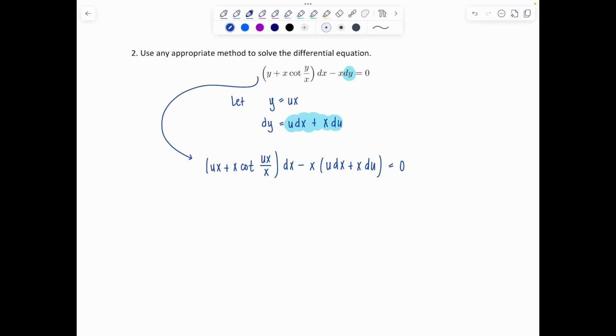Okay, so let's simplify now. Those x's will cancel out. Also, I can cancel out an x from the entire equation. This x can cancel, this x can cancel. So if I'm dividing by x, I know x can't be 0.